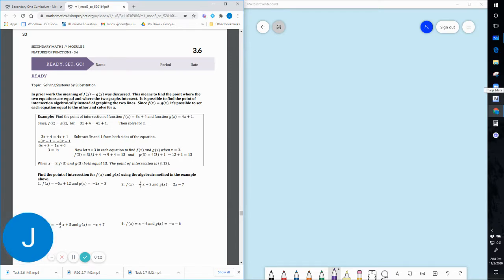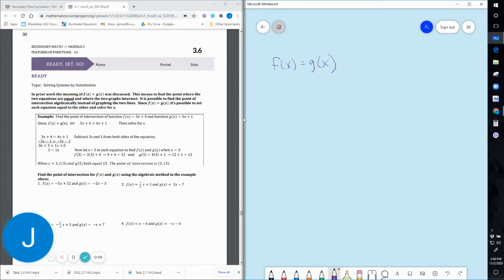All right, so really quick, in prior work, the meaning of f of x equals g of x, we talked about that, but we looked at it graphically. But this means to find the point where the two equations are equal and where the two graphs intersect. It is possible to find the point of intersection algebraically instead of graphing the two lines. So we've always seen the two lines, found out where they cross, and checked it out. Since f of x equals g of x, it's possible to set each equation equal to each other and then actually just solve for x.